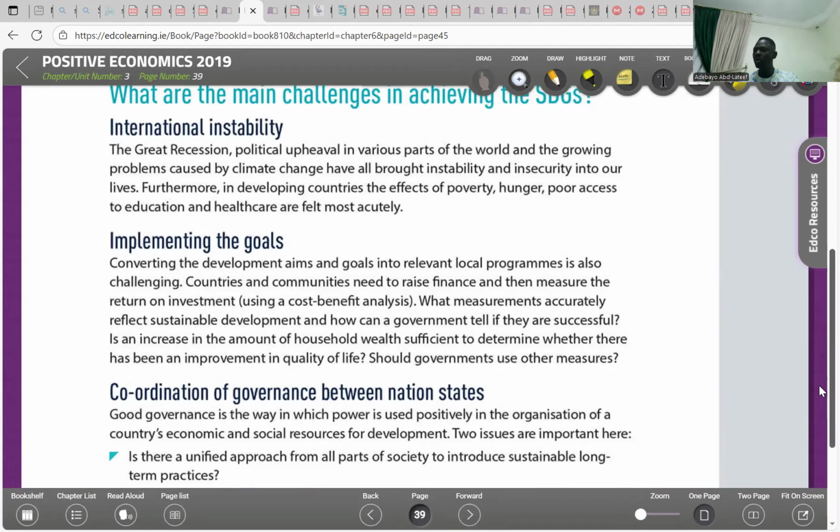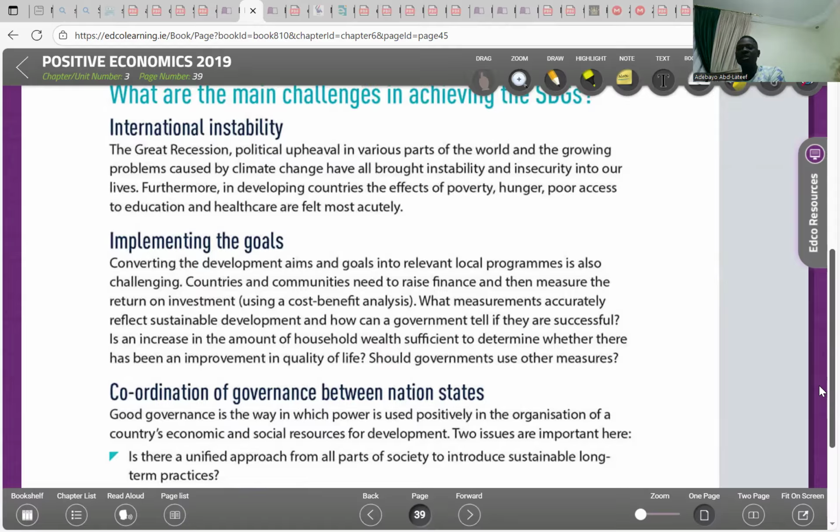Do you understand? So coordination of governance between nation states differ, because governments of different countries have different needs at any point in time. Does it make sense? Yeah. So that's about sustainable development goals. Do you have any questions about it?